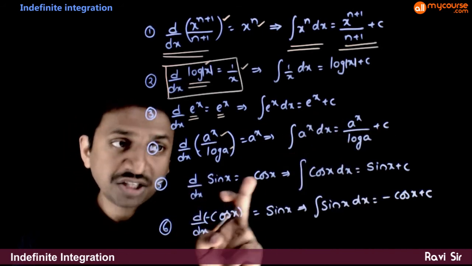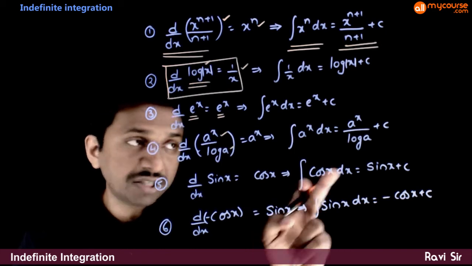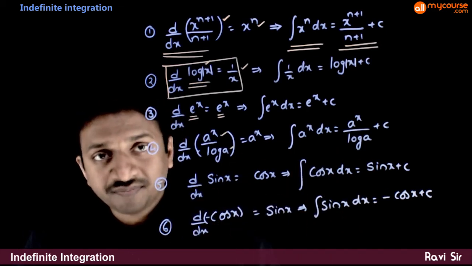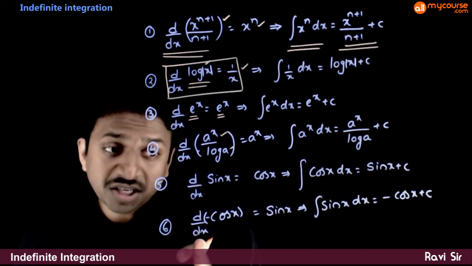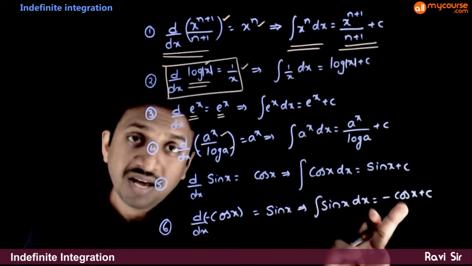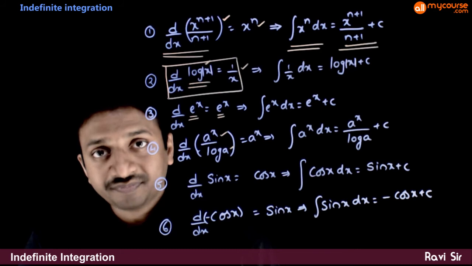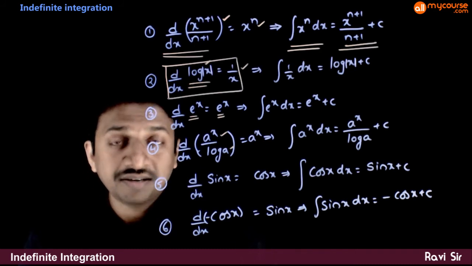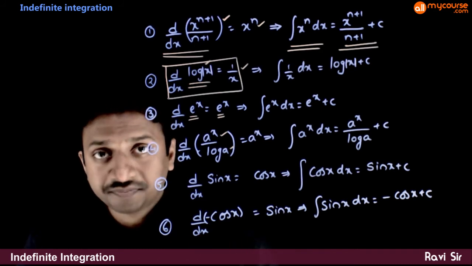And differentiation of sin x is cos x. So integration of cos x is sin x plus c. And differentiation of minus cos x is plus sin x. So integration of sin x becomes minus cos x plus c. So now let's look at the further formulas.